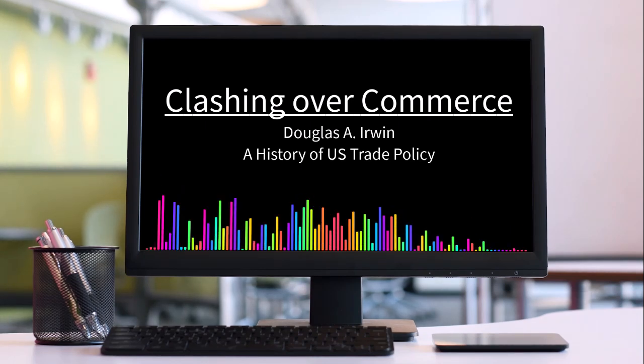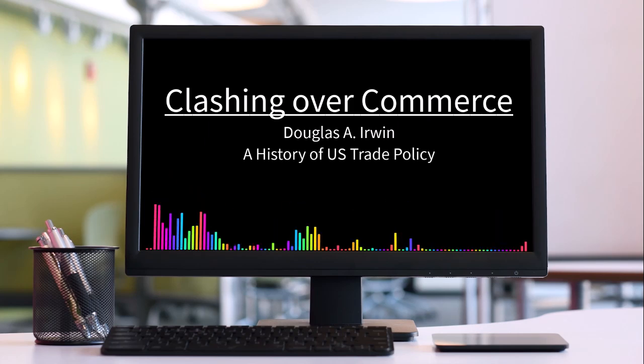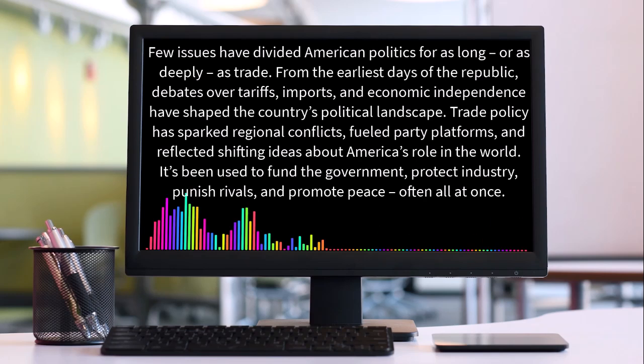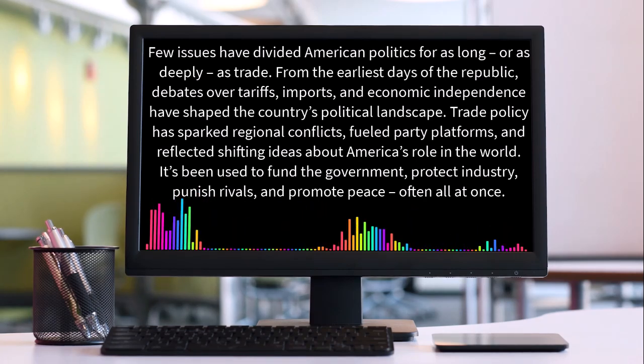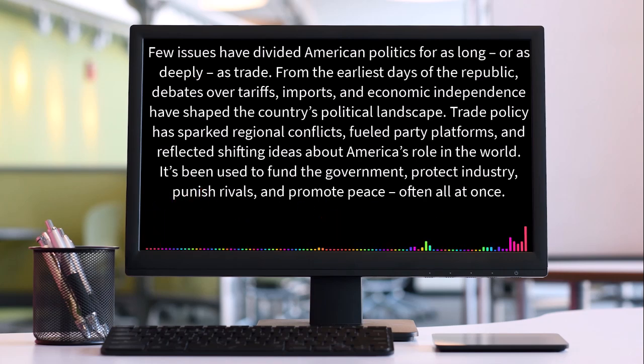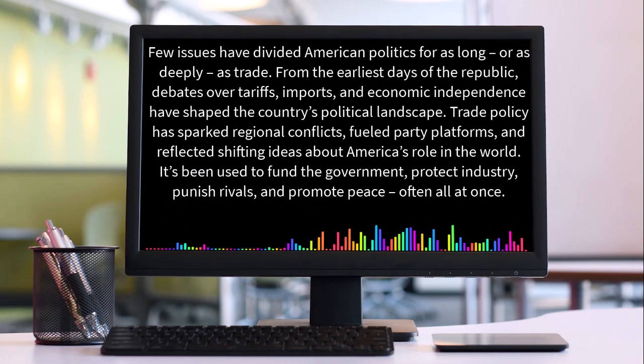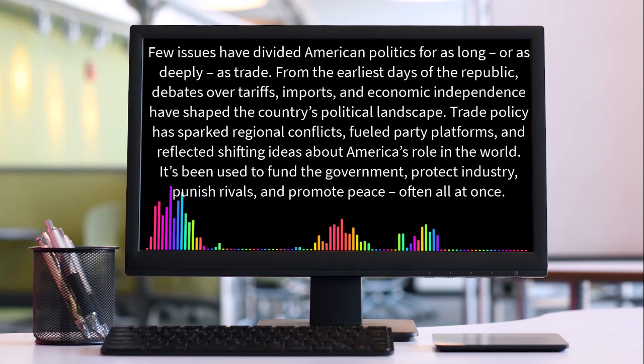Douglas Irwin, Clashing Over Commerce, A History of U.S. Trade Policy. Few issues have divided American politics for as long, or as deeply, as trade. From the earliest days of the Republic, debates over tariffs, imports, and economic independence have shaped the country's political landscape. Trade policy has sparked regional conflicts, fueled party platforms, and reflected shifting ideas about America's role in the world. It's been used to fund the government, protect industry, punish rivals, and promote peace, often all at once.